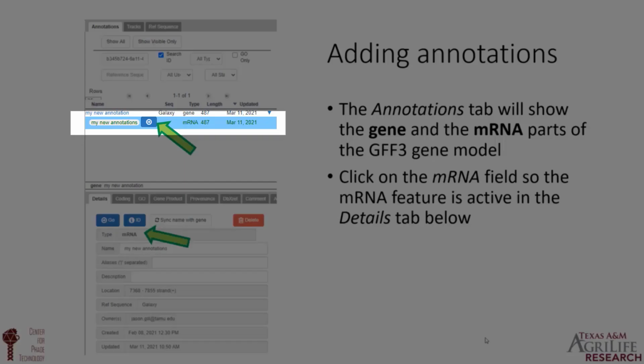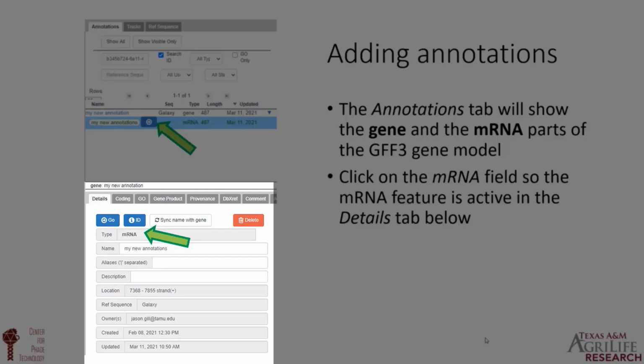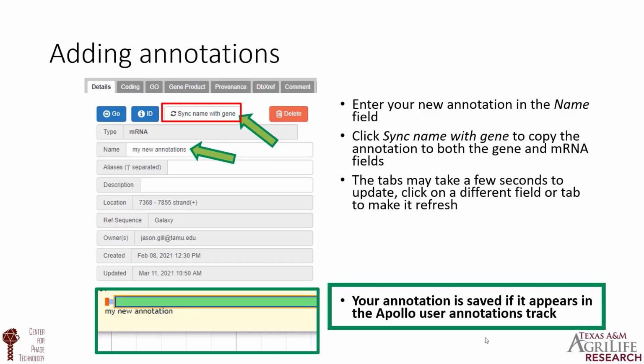You can click on the mRNA field, so the mRNA feature is now active in the Details tab below, as shown by the green arrows. If you enter your new annotation in the Name field, you can then click Sync Name with Gene to copy the annotation to both the gene and the mRNA fields. These tabs may take a few seconds to update, so you can click Refresh, or you can click on a different field or tab in the window to make it refresh.